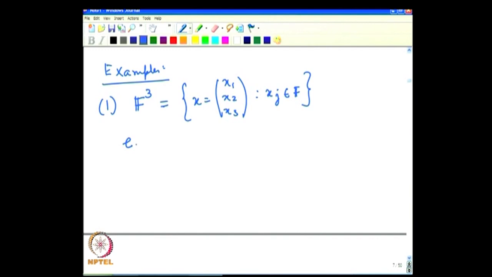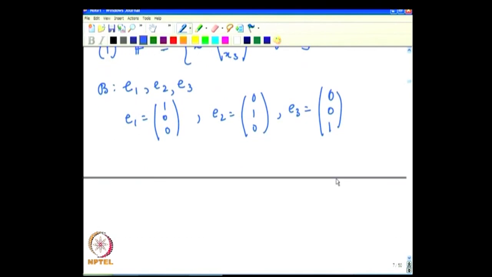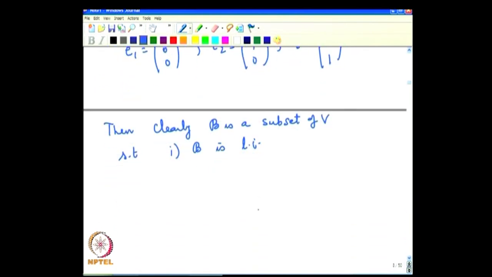Now, in this, consider the vectors e1, e2, e3, the set B consisting of 3 vectors, where e1 is the vector 1, 0, 0, e2 is the vector 0, 1, 0, and e3 is the vector 0, 0, 1. Then clearly B is a subset of V such that 1, B is linearly independent, 2, B spans V, that is L(B) is equal to V.